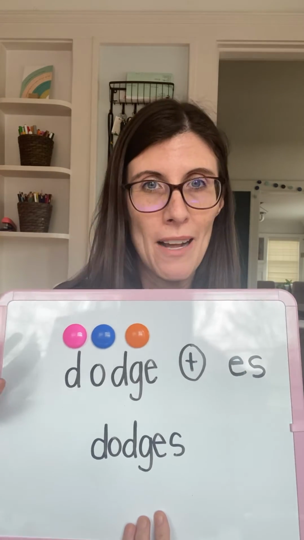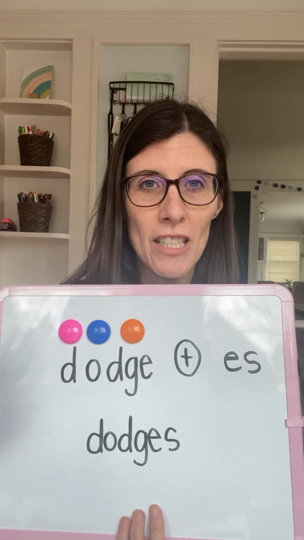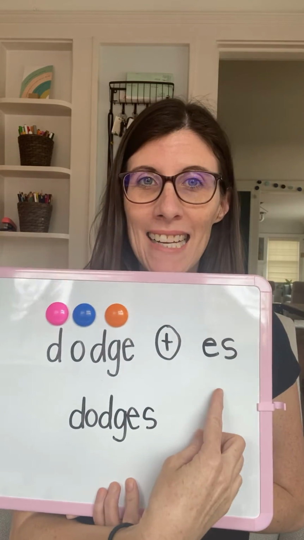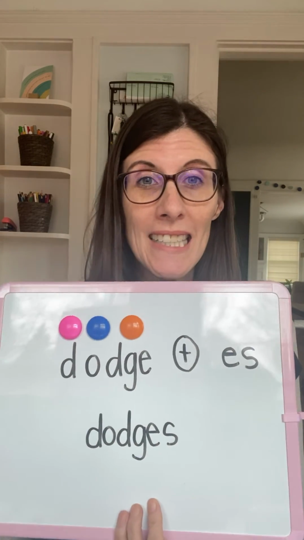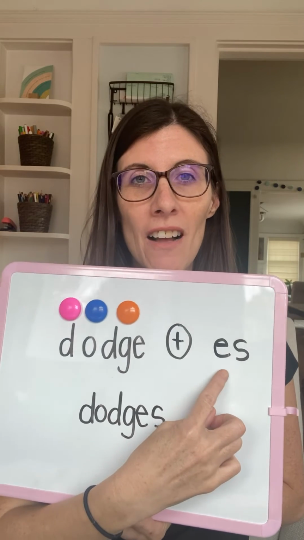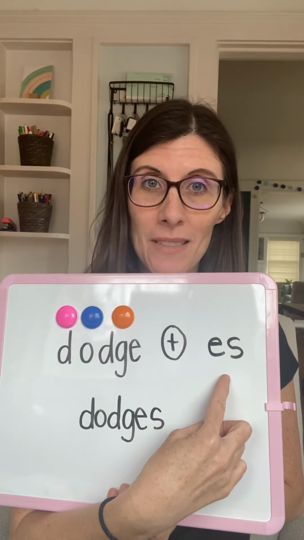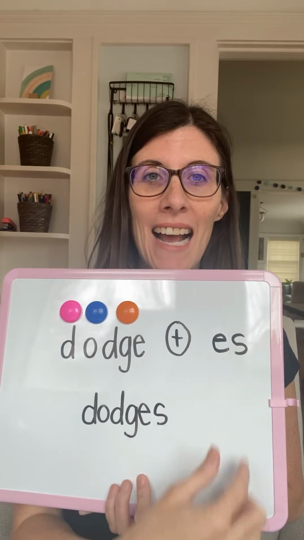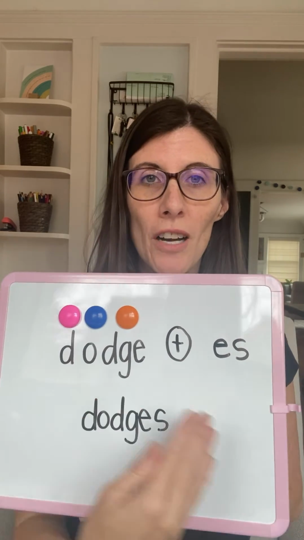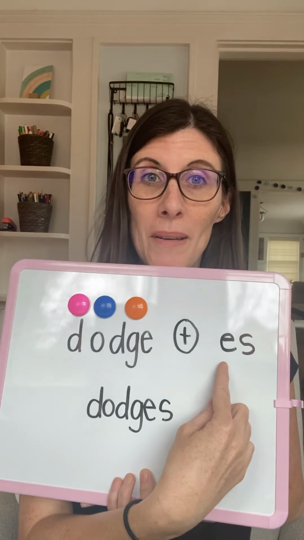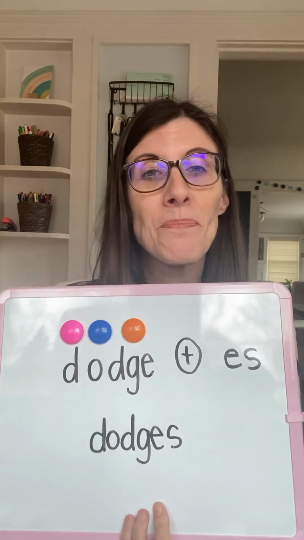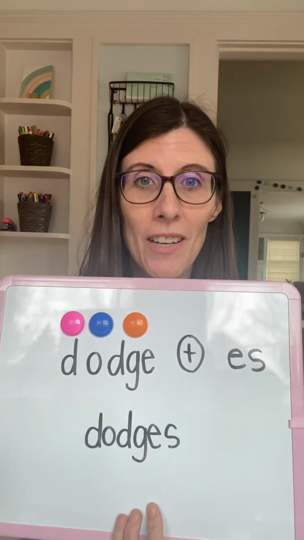And then I want to point out to my students that with dodges, we're actually adding ES, not just S. And you can hear it. You can hear that extra vowel sound. So two things happen. ES has a vowel sound in it, S does not, and it adds on a syllable. So then dodges becomes a two-syllable word because that vowel makes a sound. And syllables revolve around vowel sounds.